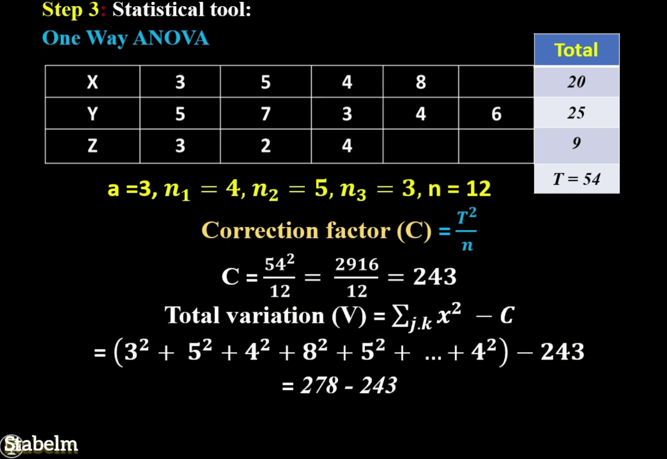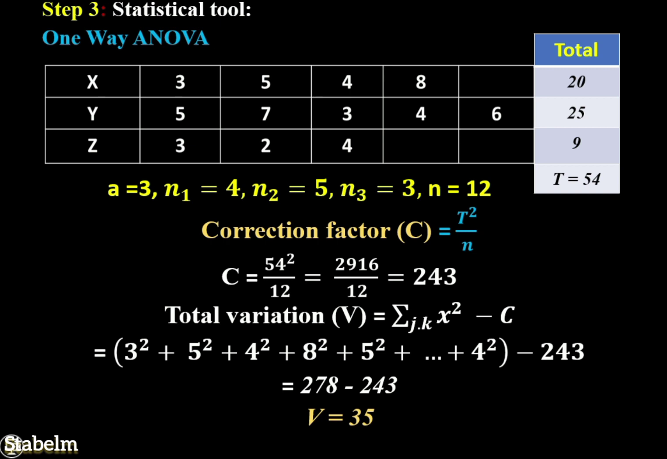minus 243. The whole of this gives us 278 minus 243, and we should not forget it has to do with everything here. In order to save space, that's why we put the dot dot dot here. So finally we have 278 minus 243, and by the time we subtract this from each other, we're going to have 35. So it means the total variation for this table is 35. All right.